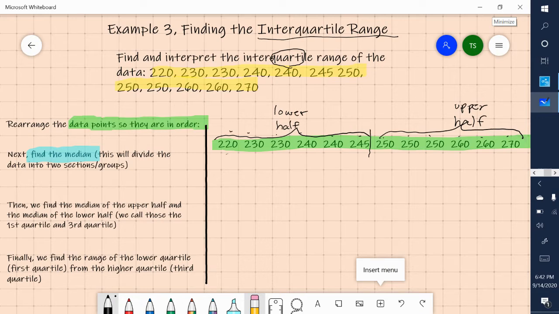So what we need to do is add 245 and 250 together, because those are our middle two numbers, and divide by 2, because there are 2 numbers there. 245 plus 250 is 495. Divided by 2 is 247 and 5/10, which is our median.